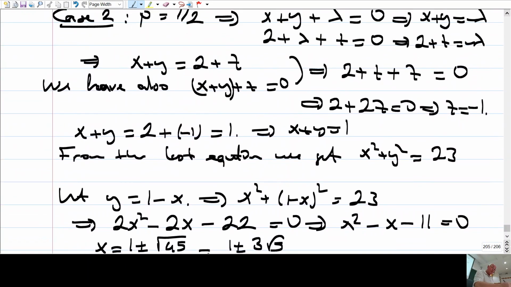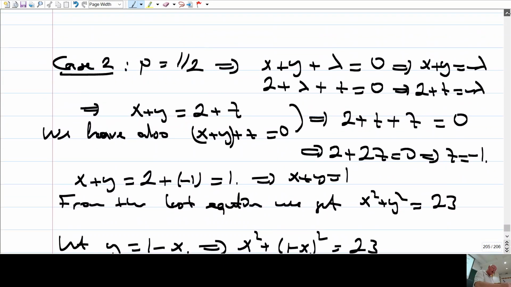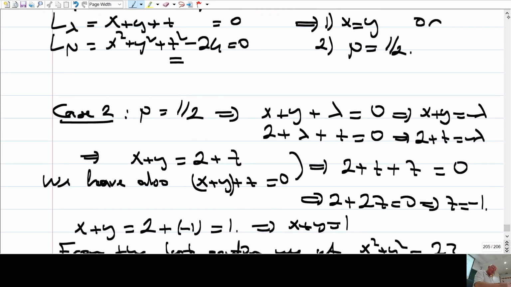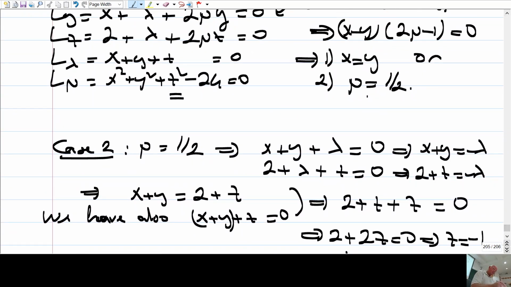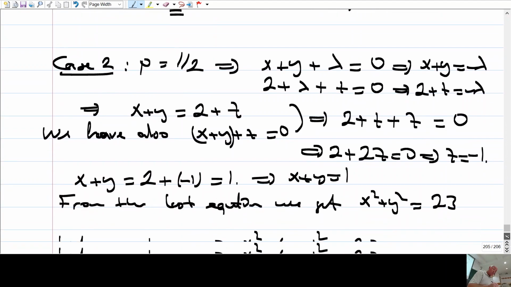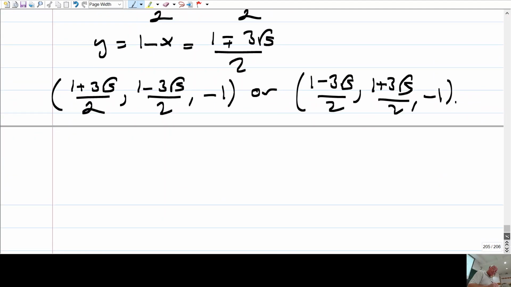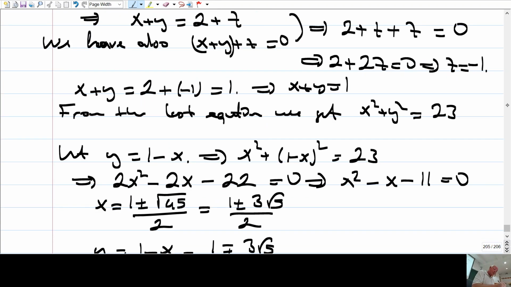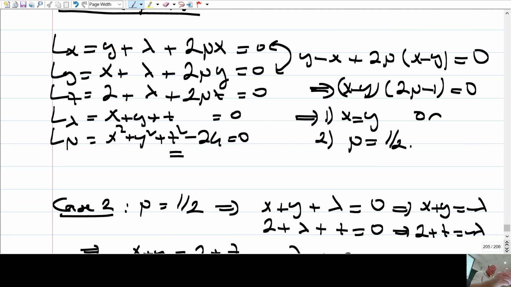Bu hangi durumdu? This was the case lambda equals 1 over 2. And we had another case. Either lambda was not, mu is 1 over 2, or we had x equals y. Let's also consider the case 2. Case 1. X equals y. If x equals y, what do we have?